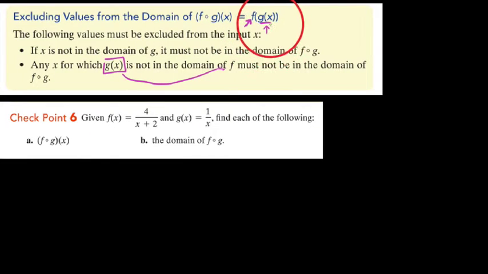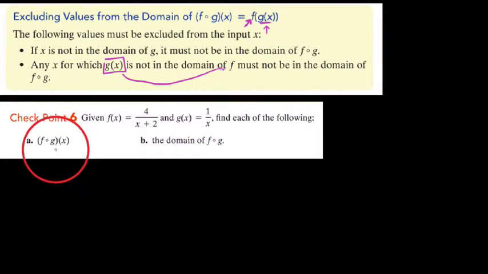So we need to check: are there any range values for g of x that can't be in the domain for f of x? I've listed an example that I got a screenshot of down here. Given f of x is 4 over x plus 2 and g of x is 1 over x, find each of the following.